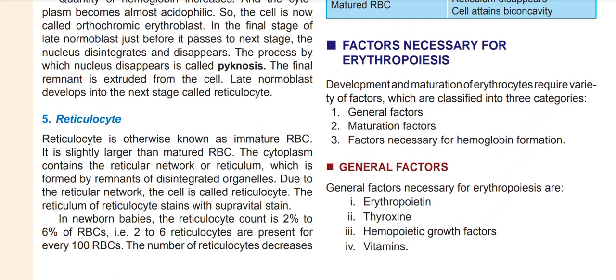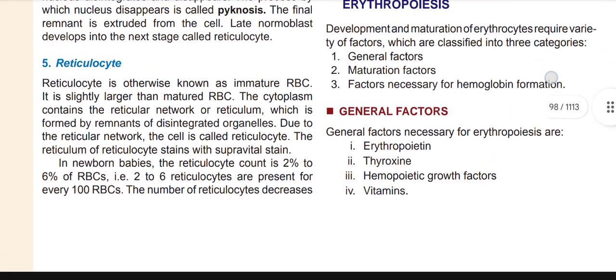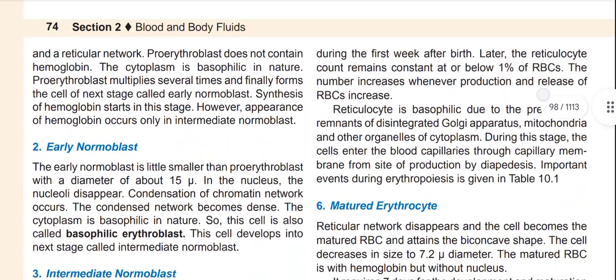In newborn babies, the reticulocyte count is 2% to 6% of RBC, and 2 to 6 reticulocytes are present for every 100 RBCs. The number of reticulocytes decreases during the first week after birth. Later, the reticulocyte count remains constant at or below 1% of RBC. The number increases when the production and release of RBC increases.